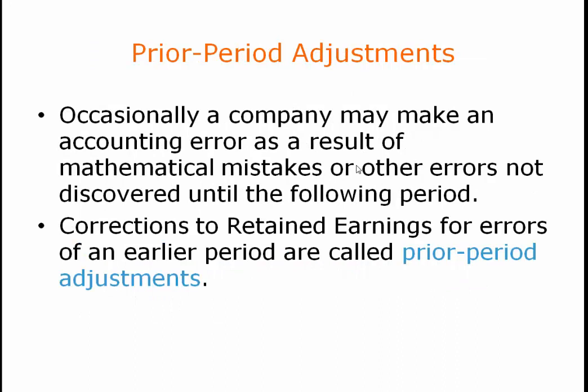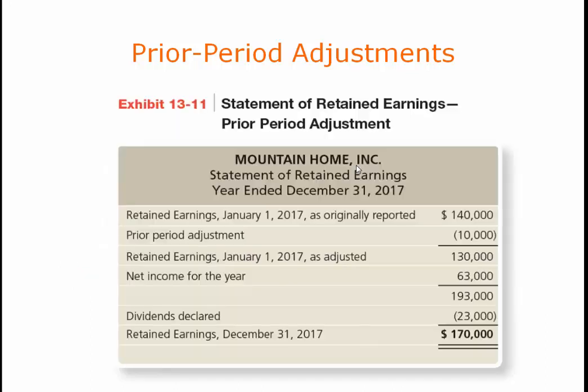Prior period adjustments are things that you found after you close your books for the year, and you have to make those corrections in your statement of retained earnings. And this is what it's going to look like. You notice here you have basically the ending for 2017, and this date's wrong. No, this is okay. Basically the ending for 2016, December 31st, 2016, would be this number.